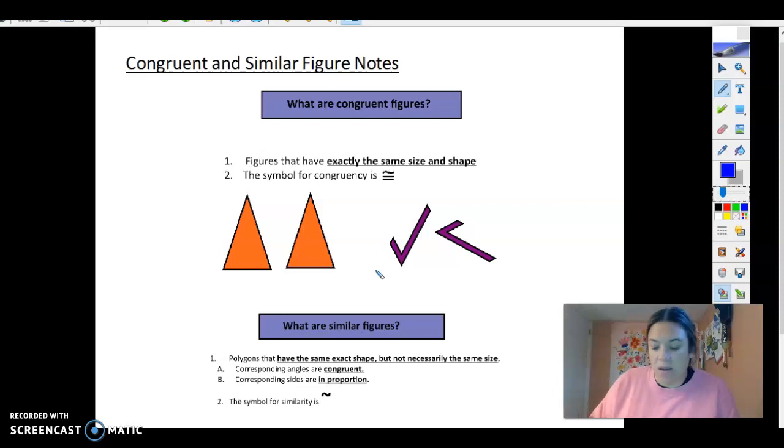So congruent figures you should have learned about in elementary school. You might remember them. They are exactly the same size and same shape. So these are congruent to each other, and these two check marks are congruent because they are the same size and same shape. This is the symbol. So one little squiggly over an equal sign means congruent. Okay.